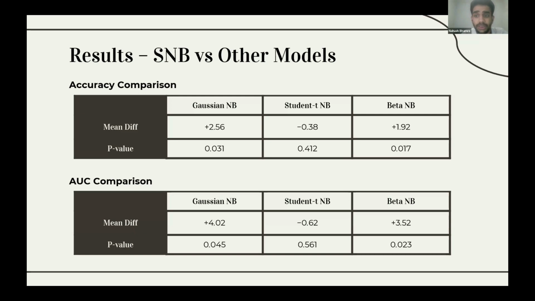When compared to the Student's t distribution, the stable naive Bayes performed comparably in terms of both accuracy and AUC. The differences in performance were not statistically significant. However, the stable naive Bayes has a key advantage: along with the heavy tails, it can model the skewness, the asymmetry, as well. Whereas the t distribution only addresses the heavy tails and assumes symmetry. This makes the stable naive Bayes a more flexible and general purpose classifier.